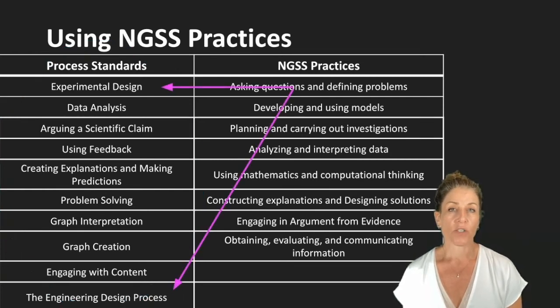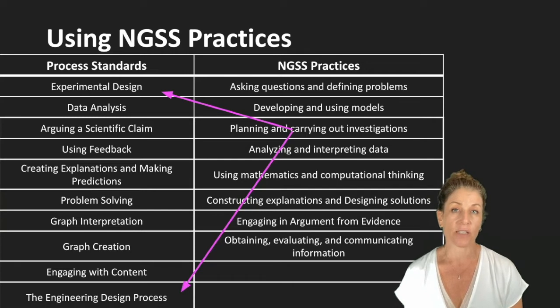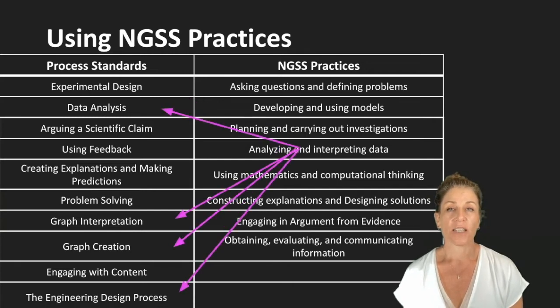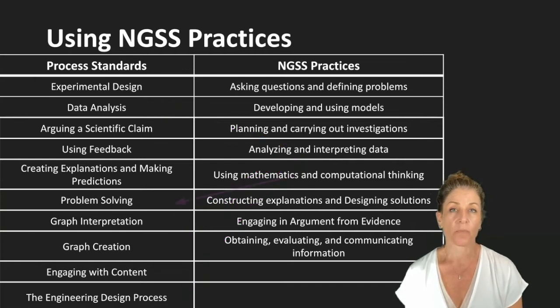NGSS has asking questions and defining problems, which we use in 2 practices, experimental design and the engineering design process. NGSS has developing and using models, which we evaluate in 2 practices, problem solving and the engineering design process. NGSS uses planning and carrying out investigations, which we evaluate in experimental design and the engineering design process. NGSS uses analyzing and interpreting data, which we actually do in 4 different practices: data analysis, interpreting graphs, creating graphs, and the engineering design process.